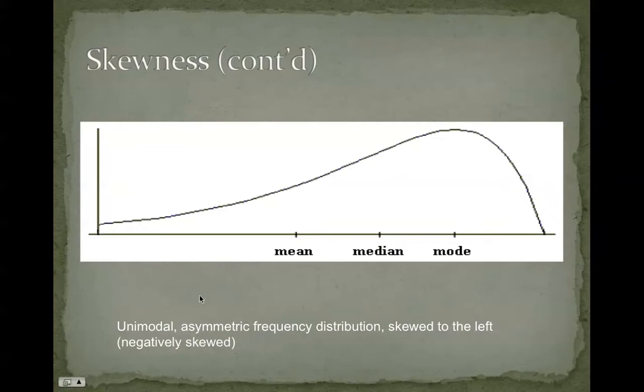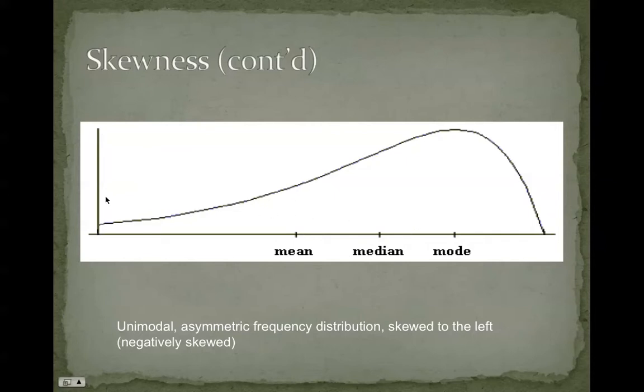And here's another graph of skewed data. This is called a unimodal asymmetrical frequency distribution. Again, it's unimodal because it only has one mode, right? It's one peak in the data, one peak right here. It's asymmetrical because you can't fold this side over into the other because it's not a mirror image of either side, right? And it's skewed to the left.